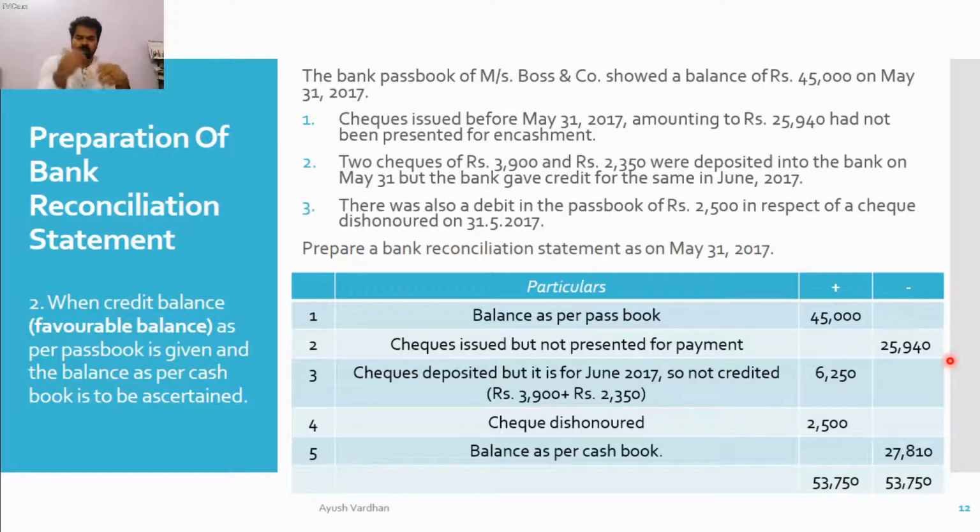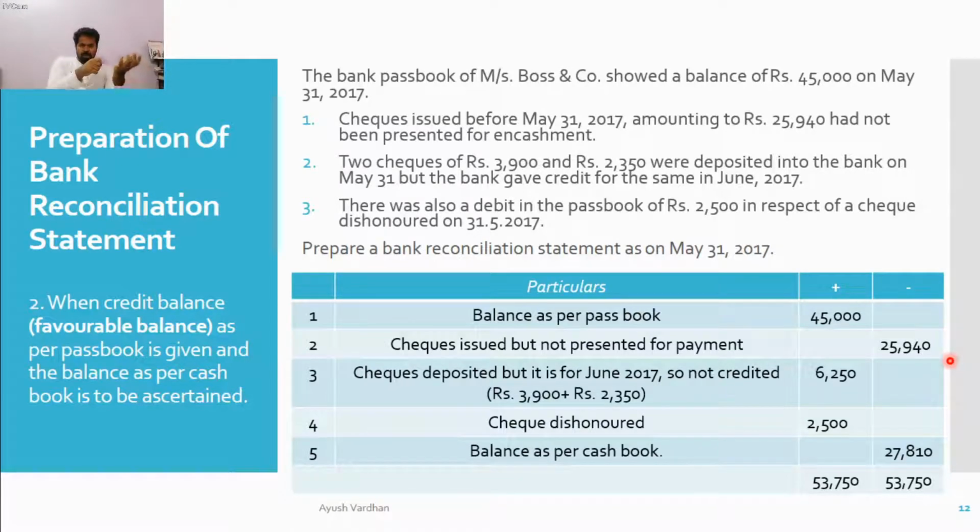Okay, try to understand it. Someone has deposited a check for MS Bose and Co, of total 6,250 rupees, which is a post dated check of June, but that has been presented on or before 31st May, but the date written is of June. So unless that date comes, that amount cannot be credited into your account, because that would be a dishonor of the check. Okay?